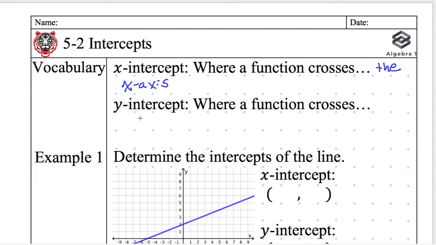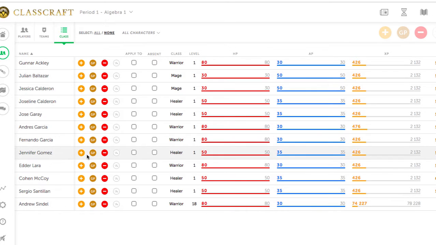And then the y-intercept. That's where the function crosses the... Julian. The y. The y what? The y-axis, yeah, there it is. The y-axis. Thank you, Julian.